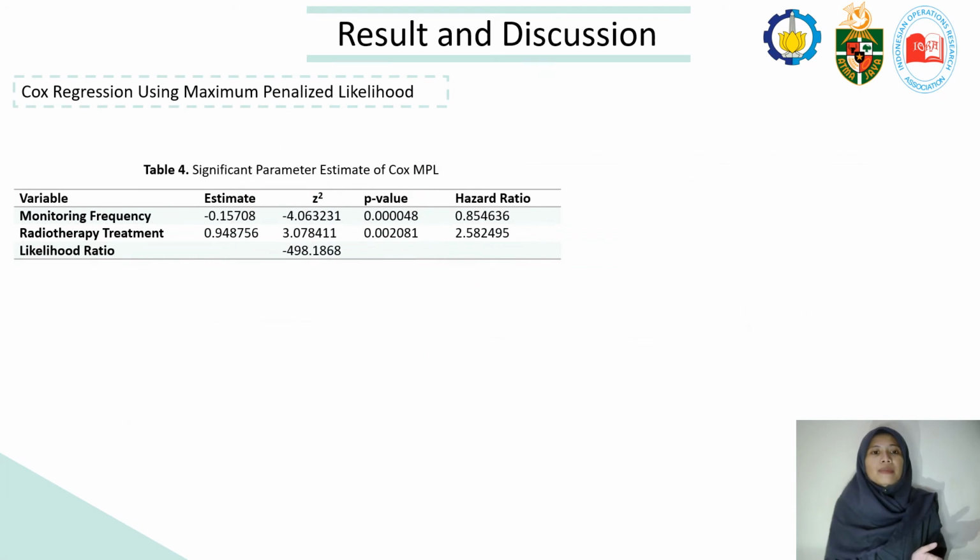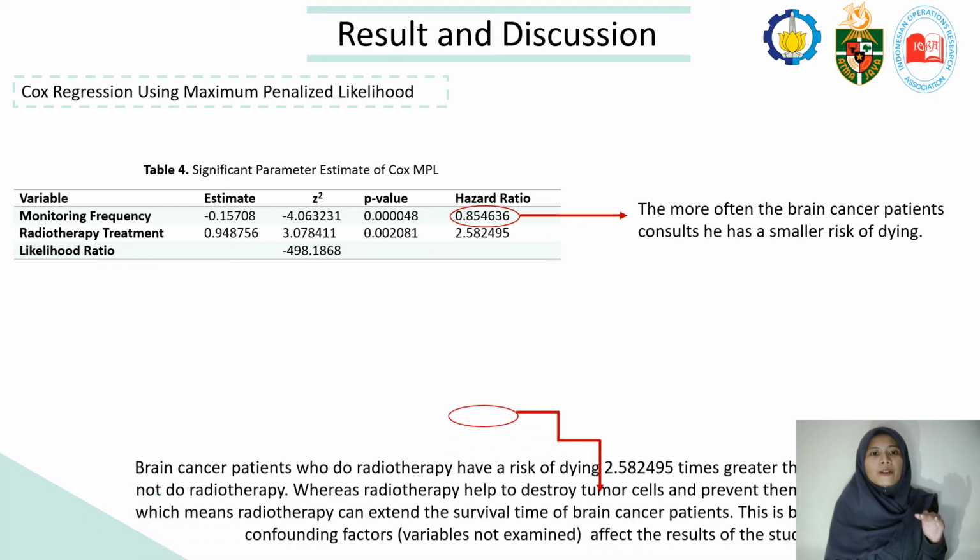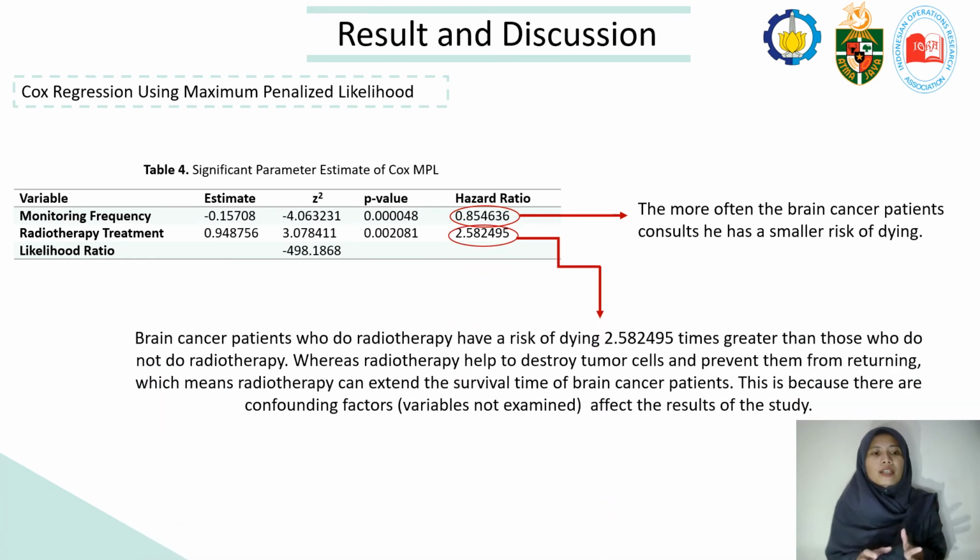From the significant parameter estimates of Cox maximum penalized likelihood, we know that the hazard ratio of monitoring frequency is 0.85, which means that the more often the brain cancer patient consults, the smaller the risk of dying. We also know that brain cancer patients who do radiotherapy have a risk of dying 2.58 times greater than those who do not do radiotherapy, whereas radiotherapy helps to destroy tumor cells and prevent them from returning, which means radiotherapy can extend the survival time of brain cancer patients. This is because confounding factors affect the result of the study.